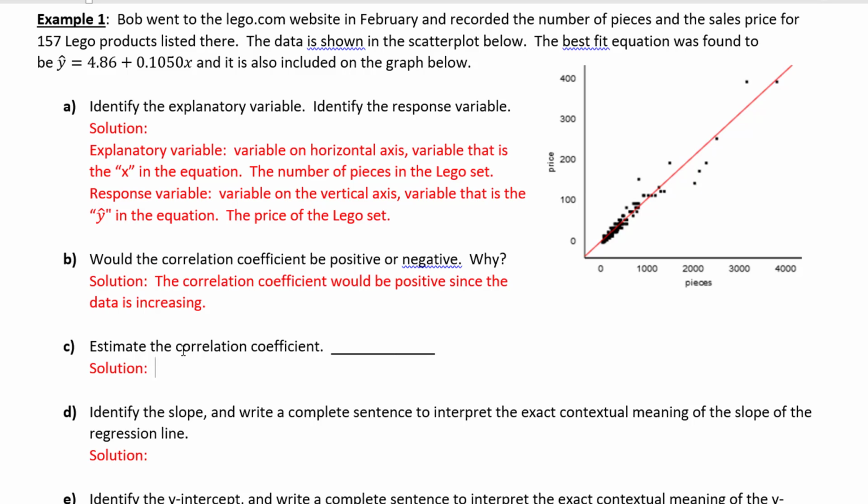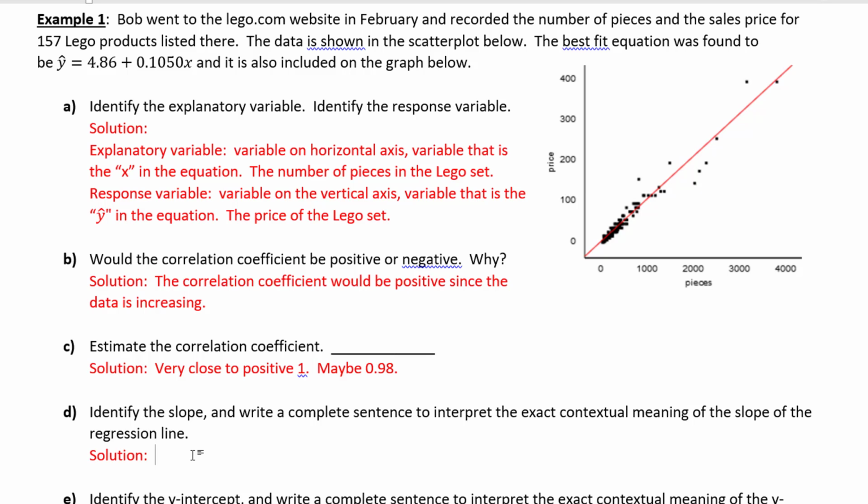Estimate the correlation coefficient. Remember, your correlation coefficient will be close to positive 1 or close to negative 1 if your data is very similar to a linear equation. Your correlation coefficient will be close to 0 if your data tends to be more scattered and all over the place and not strongly correlated with a line. So in this case, our data looks very much like a line, a straight line increasing. So I would say our correlation coefficient is going to be very close to positive 1. So I might estimate the correlation coefficient to be something like 0.98.